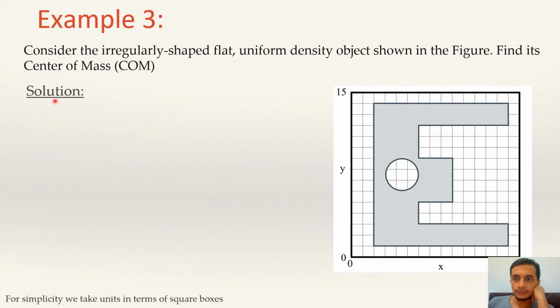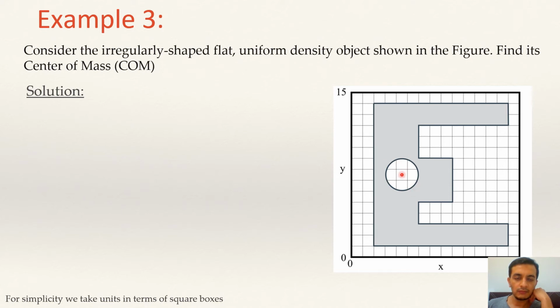Okay, and in this example, we are given this irregular, flat shape of uniform density. We are asked to find its center of mass. In order to find the center of mass, first we need mass, and then we need the coordinates of the object in the system. Since this is only one object, in contrast to the previous one where we had 3 objects in the system, we have only one object of irregular shape, with a void in it.